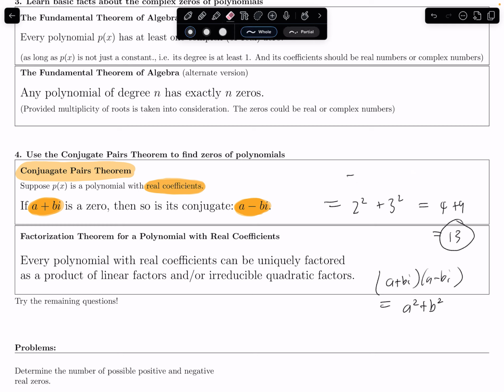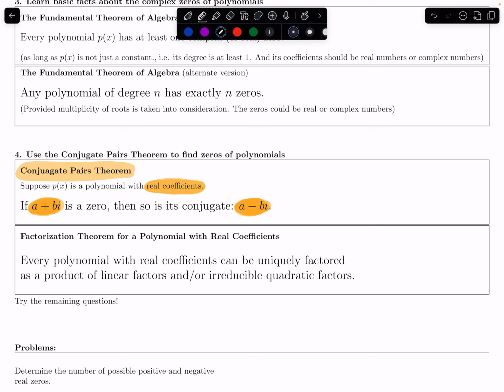Okay, and then the last part is the factorization theorem. So the factorization theorem says if I have a polynomial, then I can write that thing out in terms of either linear factors or irreducible quadratics. Irreducible quadratics come from if you have complex roots. So all that's really saying is, let's say I have a polynomial p of x, I can write it as a bunch of linear factors like x minus a, x minus b, x minus c, blah, blah, blah.